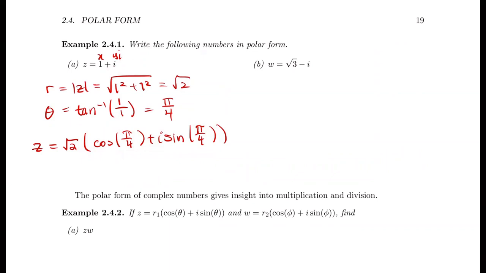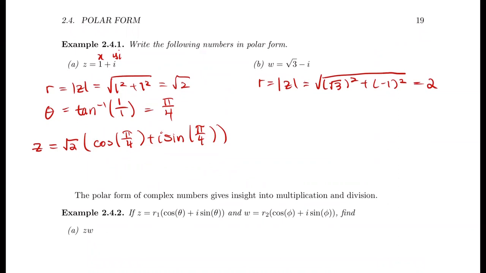Now, let's do the same thing for W now. So once again, we need to know the modulus. So R here, which is the modulus of Z, is the square root of root 3 squared plus -1 squared. So that means the length here is going to be 2.